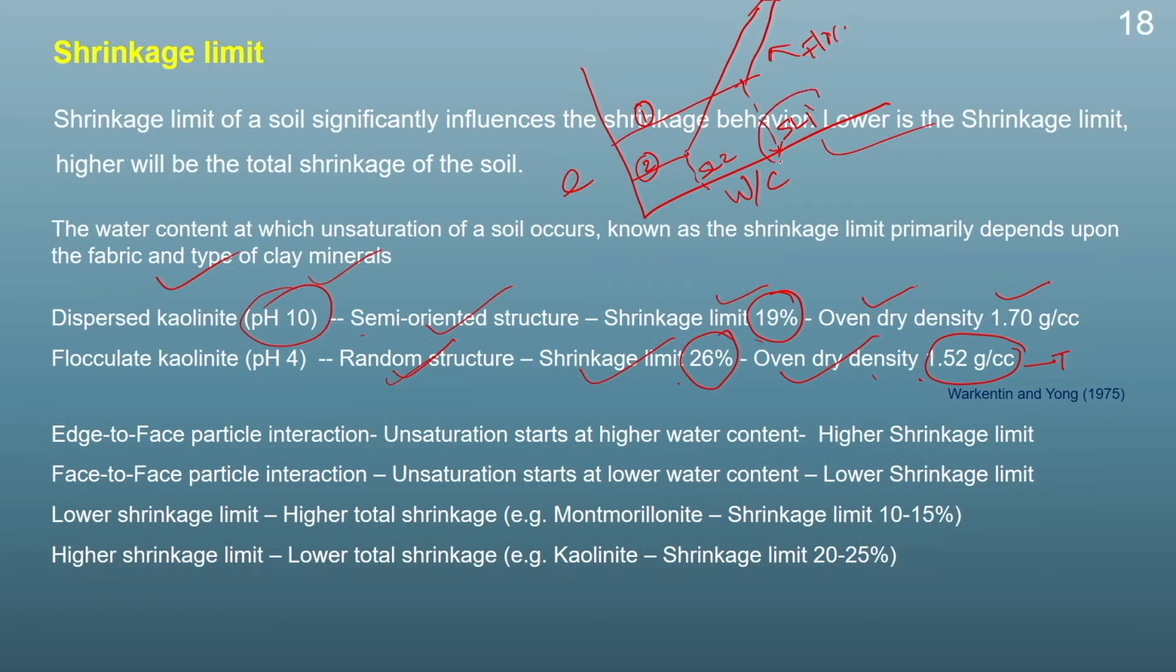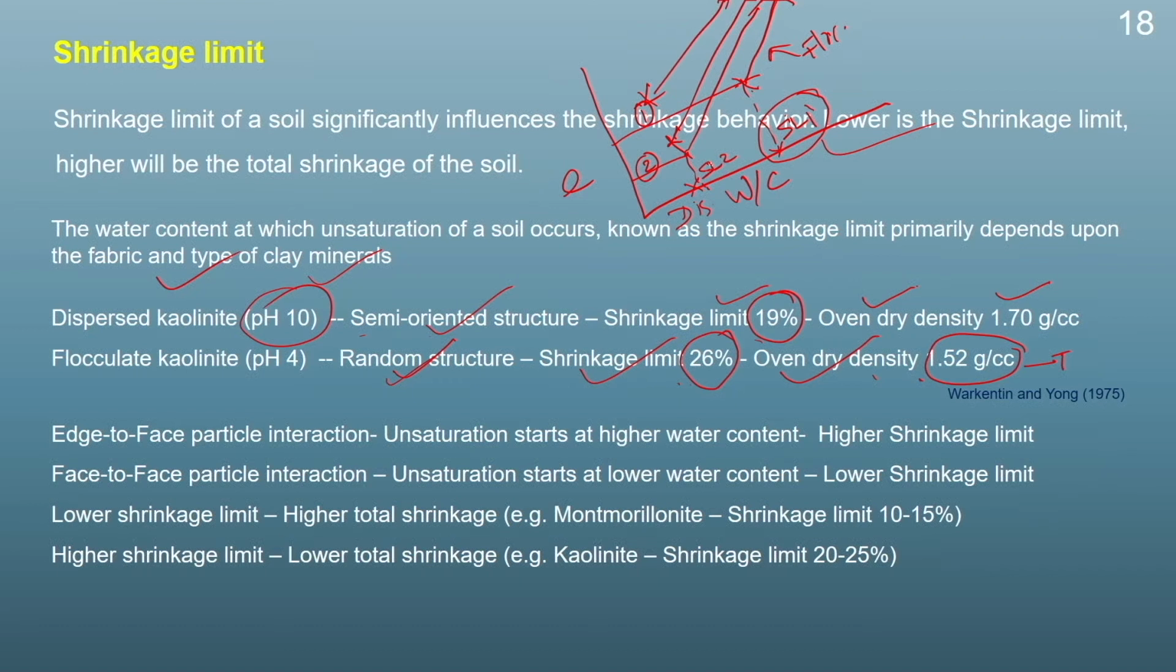Therefore, it will have a higher value of shrinkage limit, and higher is the shrinkage limit. So, this will be the total amount of shrinkage taking place. Now, if we compare with soil 2, which has a lower value of shrinkage limit, it will be mostly a dispersed structure and the total amount of shrinkage will be this much.